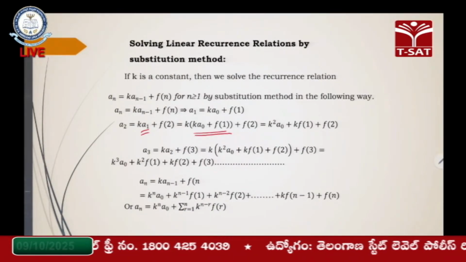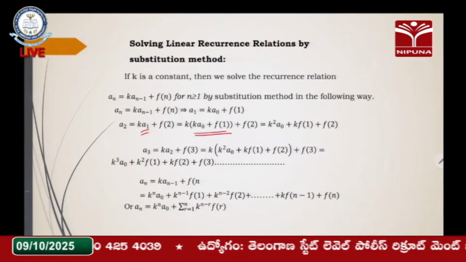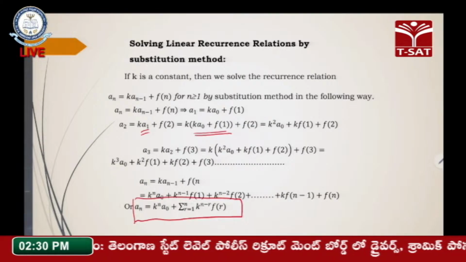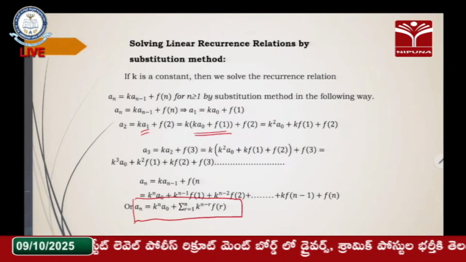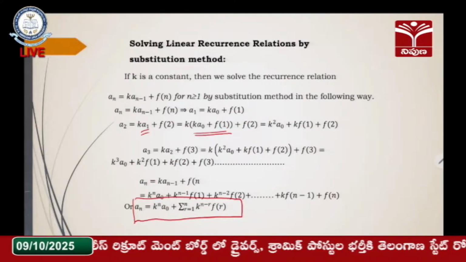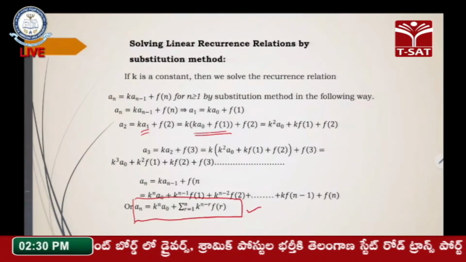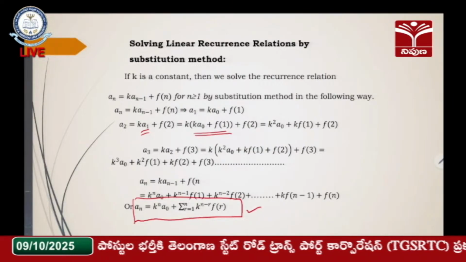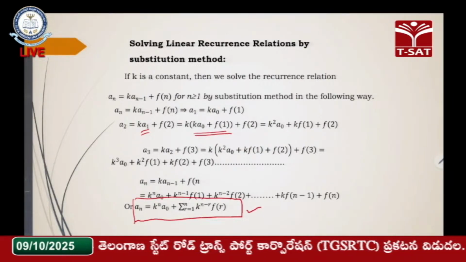Like that, if you go on substituting, finally what you will get, see here, the final answer is an equal to k power n a naught plus sigma k power n minus r into f of r. So, this is the major idea behind solving the recurrence relation by substitution method. Let us see one example.